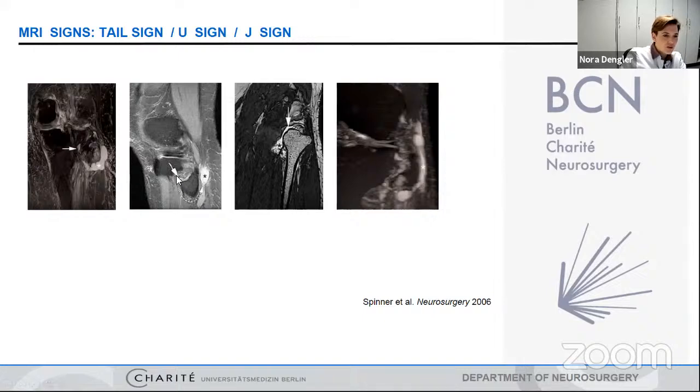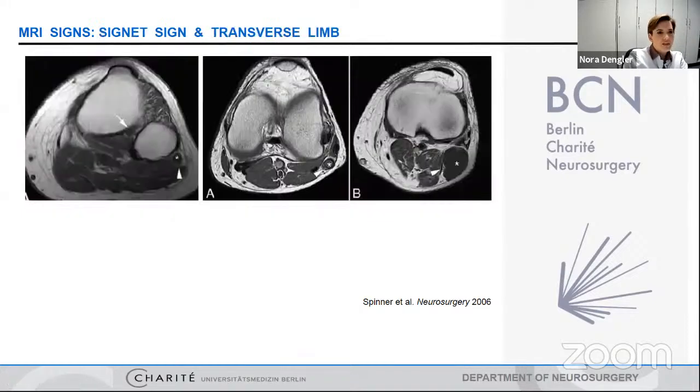So you see how the articular branch runs in the tissue, and this is referred to as U sign. And when the nerve runs, or when the cyst runs a little bit different, a little bit more on the side, then it may be referred to as J sign in the MRI. And this is a so-called signet sign.